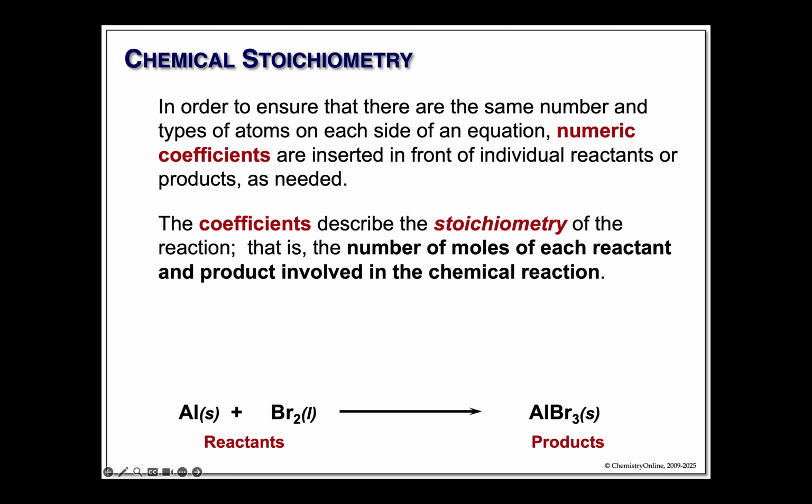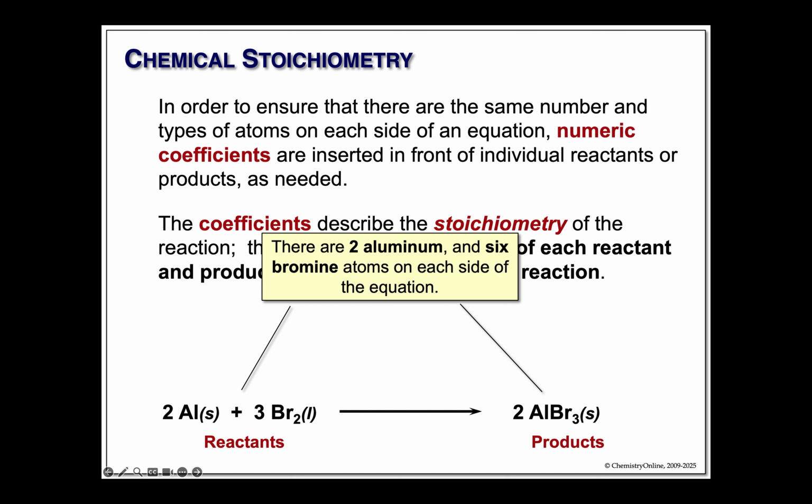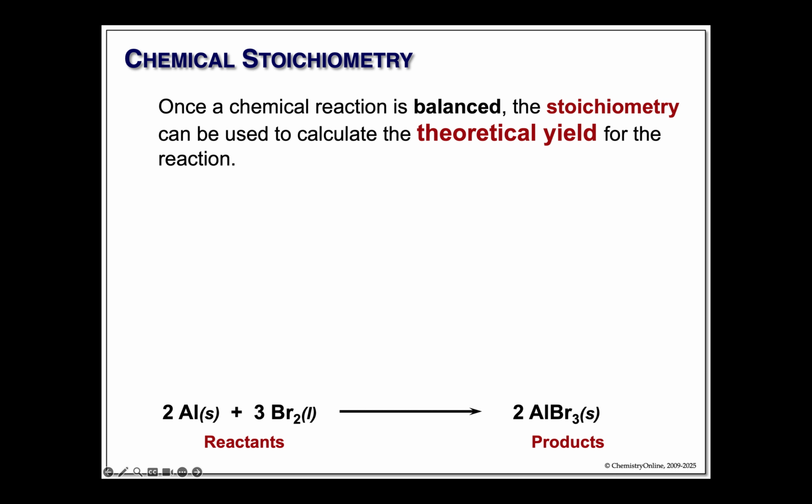This reaction, as it sits, we all recognize as unbalanced. We have an even number of bromines here, odd number this side. We can fix that by doubling this. That gives us 6 bromines, so we need 3 Br2s. And finally 2 aluminums. We now have 2 aluminums, 6 bromine atoms on each side. So we're balanced.